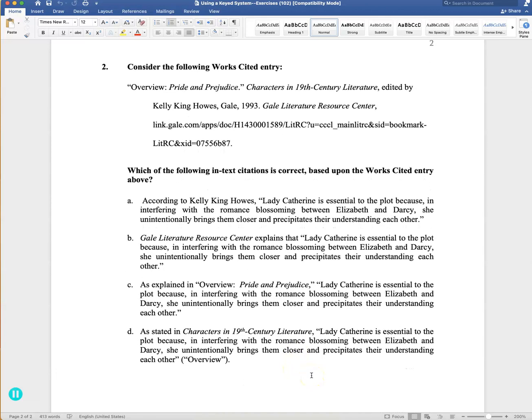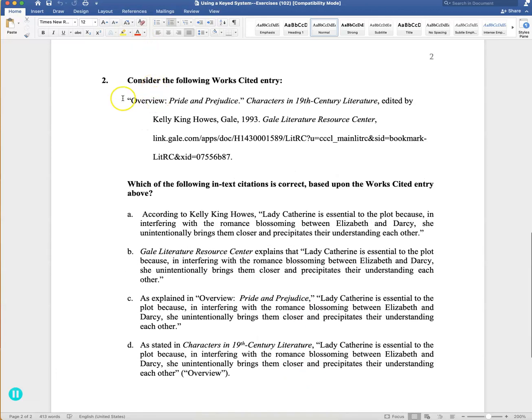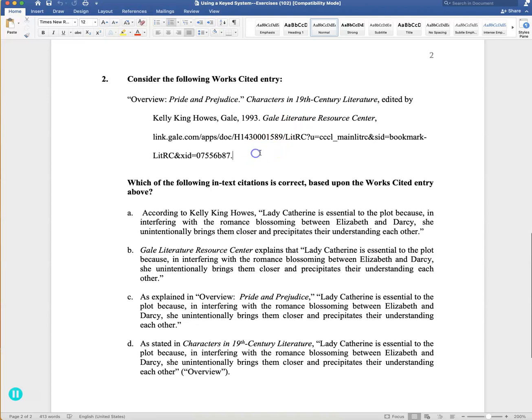What if you have an entry, like we do here, that doesn't begin with the author's last name? That's where people get into trouble, because they don't know what to do. They think, oh, I've got to have an author's last name somewhere in the citation, and that's not true. What you have to have in the citation is the first word, the key word of the entry, right? It's not about authors, it's about keywords.